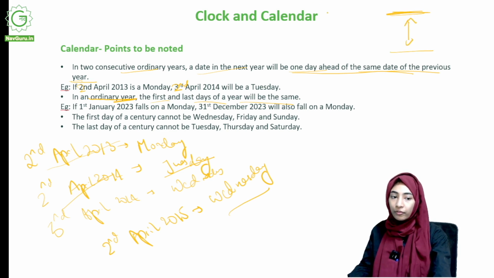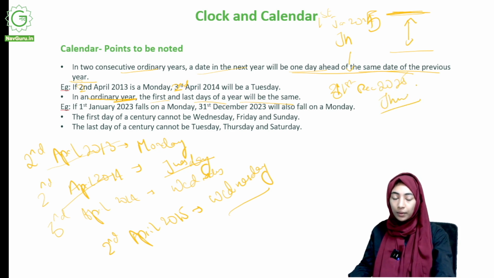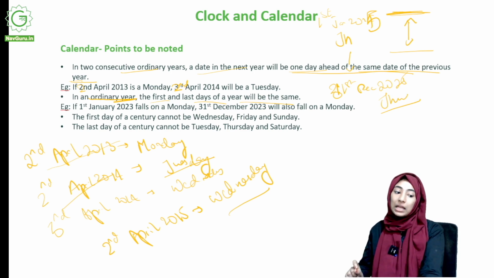Let's say 1st Jan 2024 falls on a Thursday, then you can say that 31st December 2024 is a leap year. Let's take an ordinary year. If 1st January 2025 falls on a Thursday, you can say that 31st December 2025 will also fall on a Thursday. Okay, this works.